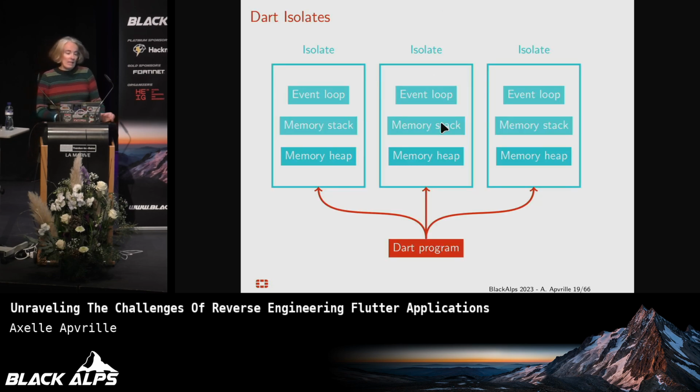Well, basically, each isolate has its own event loop and its own memory stack and memory heap. So it's used for applications. For instance, you can have the user interface in there, and if you have some background task and you don't want it to be blocked by the user interface, you put that in a different isolate. So it's a bit like threads, except it's not exactly the same architecture, but it's a little bit the same idea. Okay?